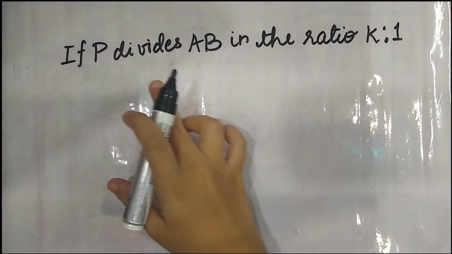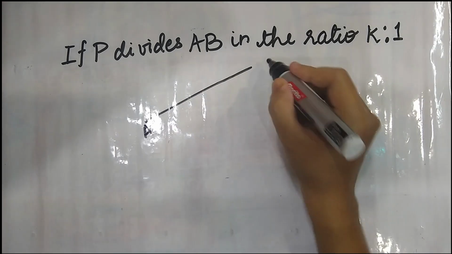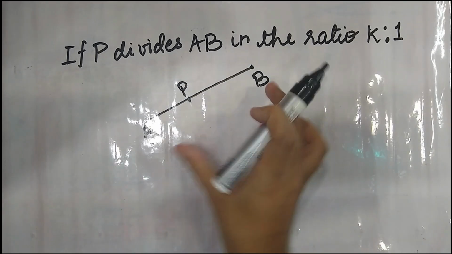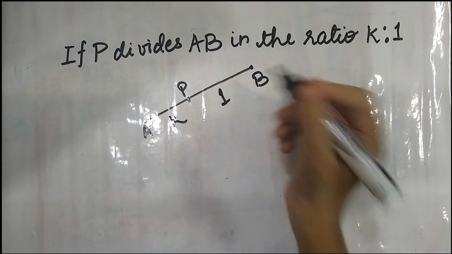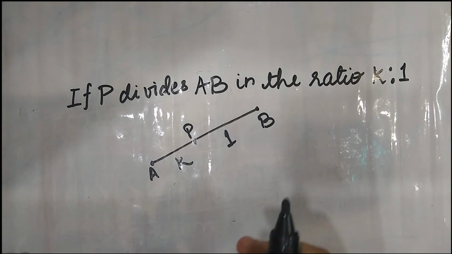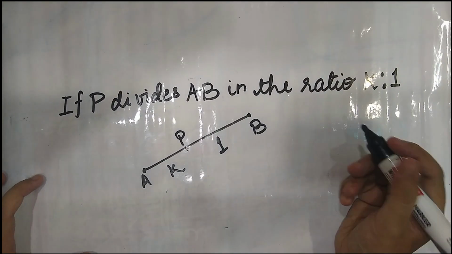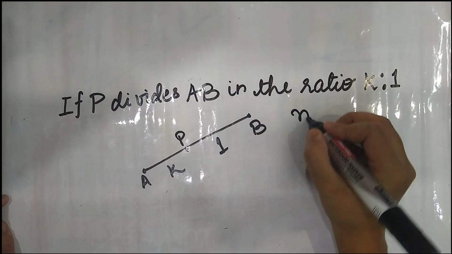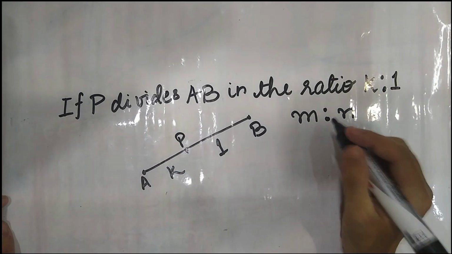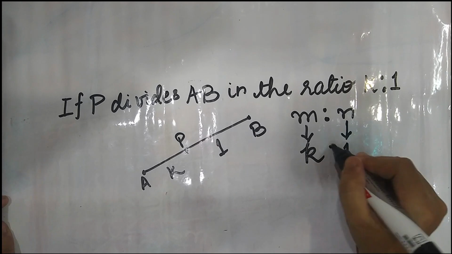So if P divides AB in the ratio k is to 1, which means that we have this point A and this point B, and then there is a P. If this P divides AB in the ratio k is to 1, then what are the coordinates that we get? Use the same section formula, but in place of m and n, we just have to place k and 1. So if m is to n was the ratio that we used previously in the derivation, here in this case we have to use k for m and 1 for n.